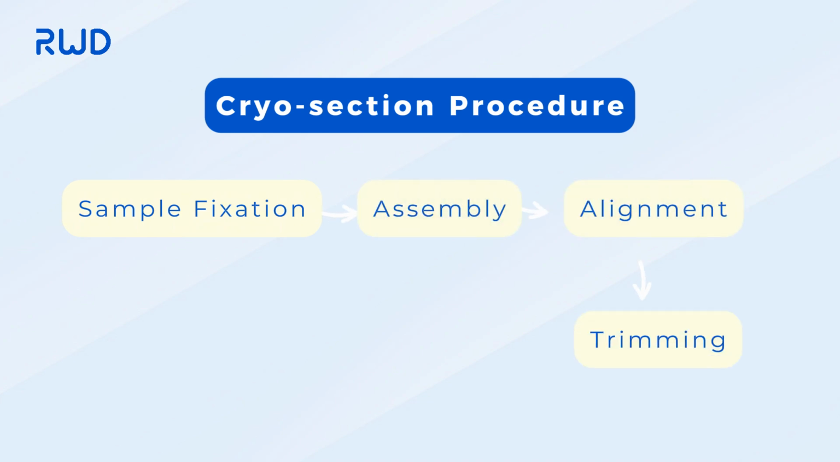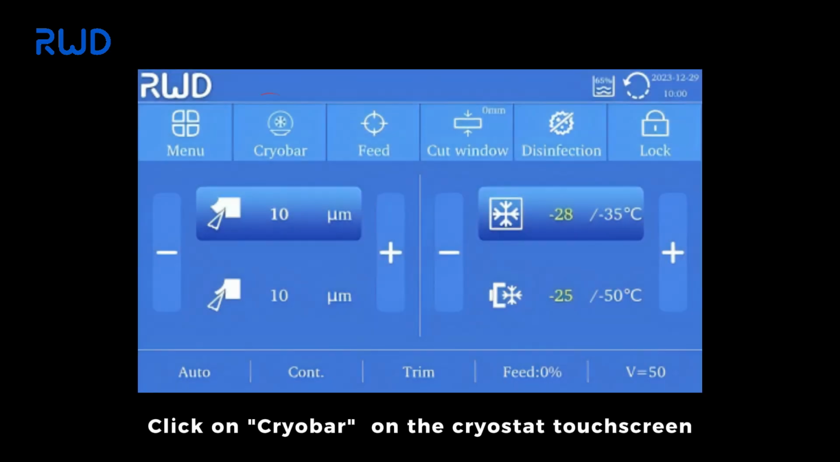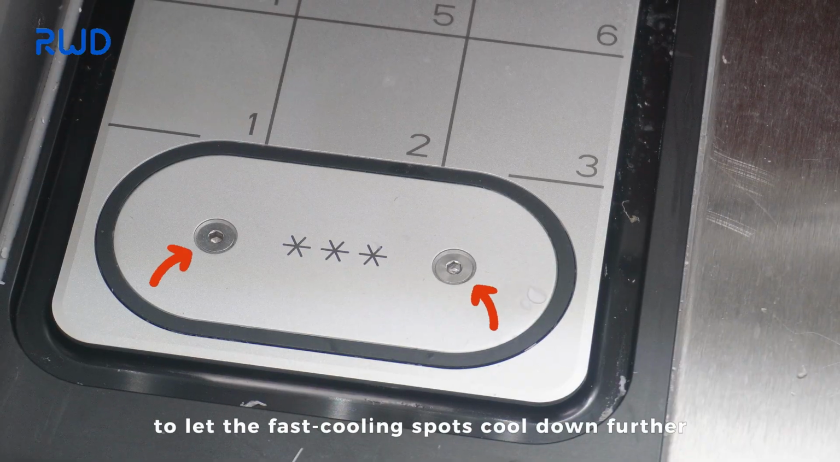Cryo-section procedure: sample fixation, assembly, alignment, trimming, sectioning, pasting. Click on Cryobar on the Cryostat touchscreen to let the fast cooling spots cool down further.